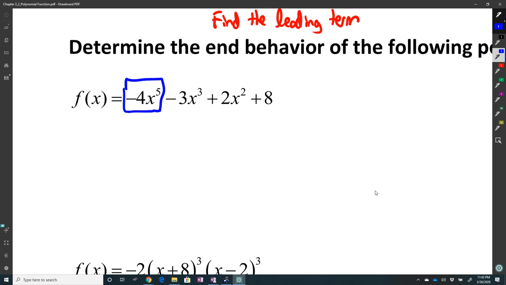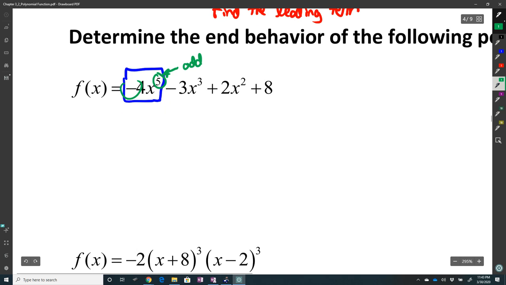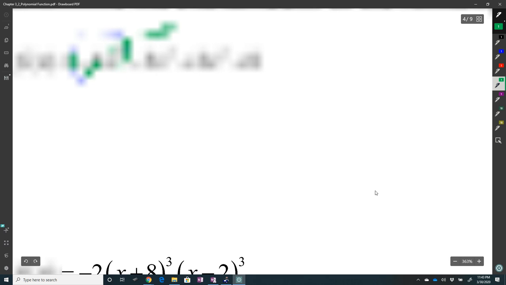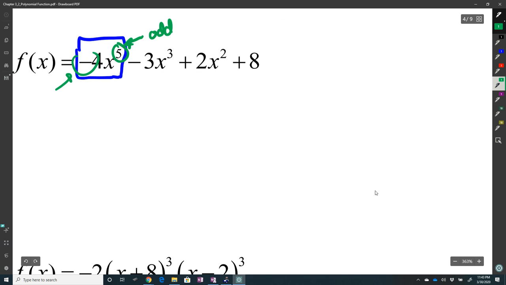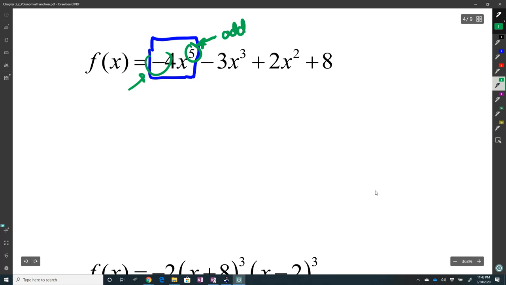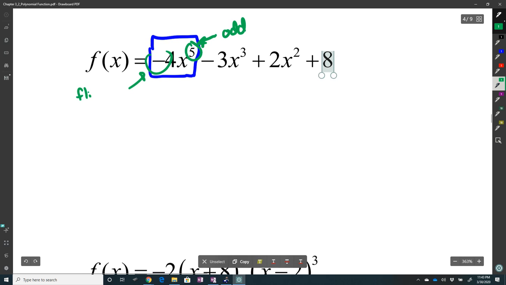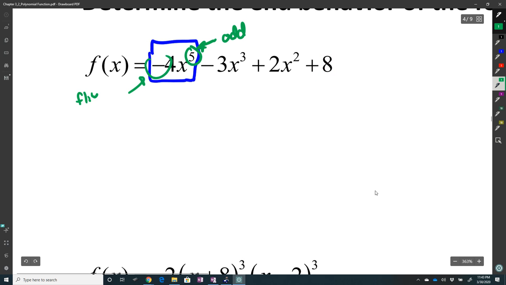All right, so now that we found the leading term, what does this look like? Well, notice that it's odd. So it's going to be a cubic, and it's upside down. So it's a flipped cubic. That means that this graph is going to look like this. Again, there's my stuff.